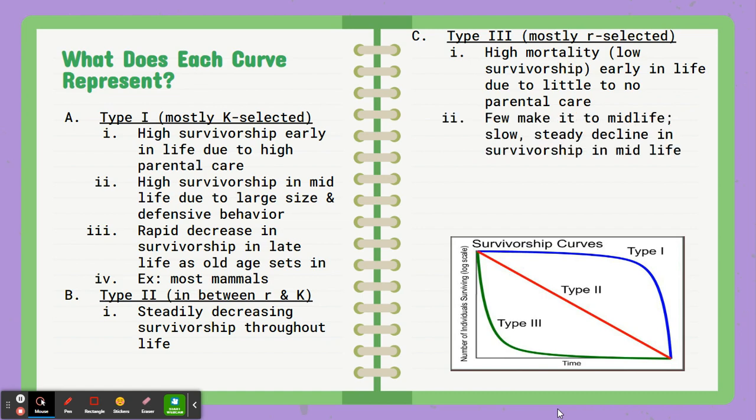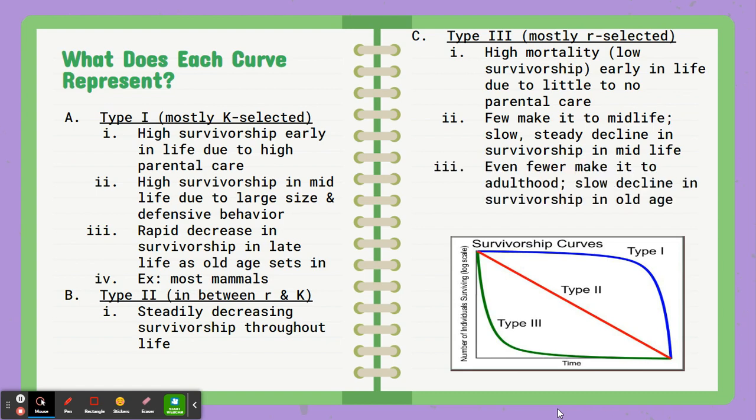Few make it to midlife, so we see a slow and steady decline in survivorship in that mid stage, and then even fewer then make it to adulthood. So we see that slow decline in survivorship in old age with organisms that exhibit type 3. Some examples of organisms that fall into that category can be things like insects, fish, and plants.